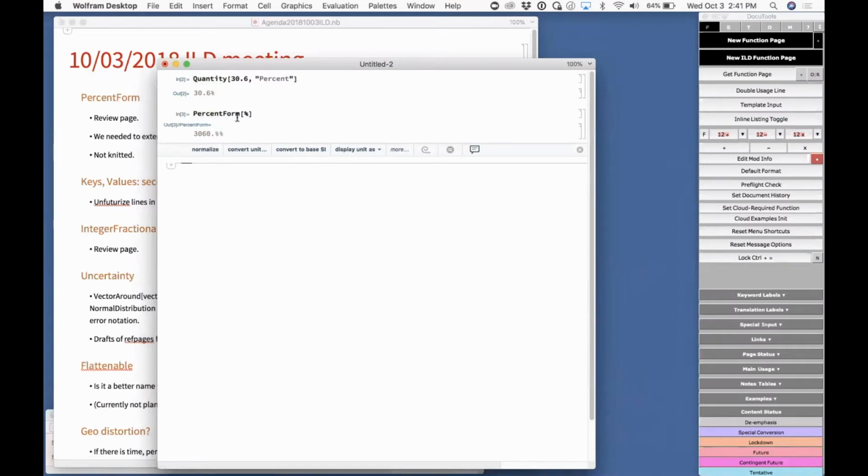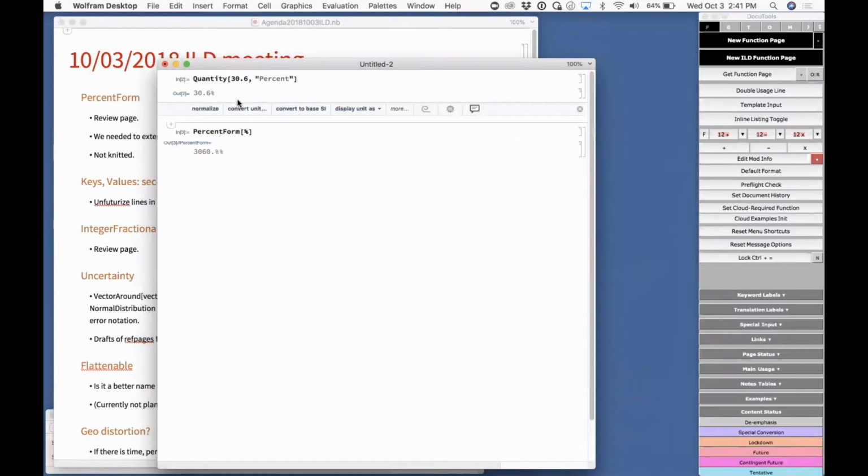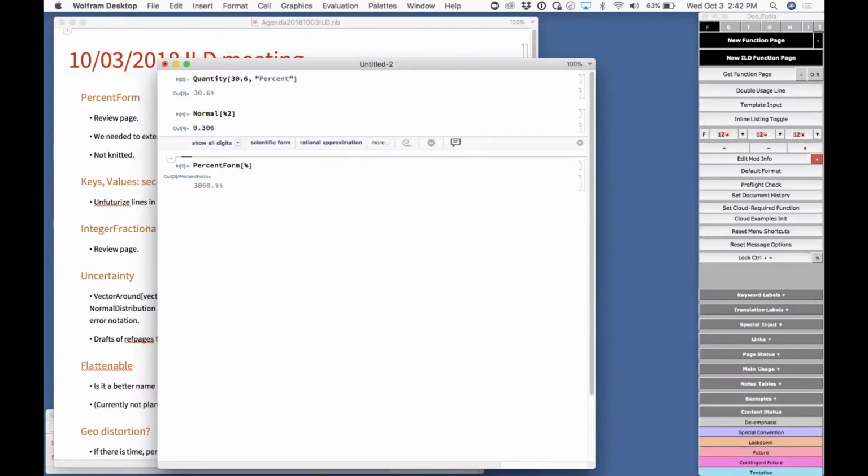But how do you get rid of this? Do you say normal of that? Yeah, normal will turn it into an integer value. So that is a bug, if I might say so, guys. Percent form really should work with percent quantities and not do the wrong thing. It should impose its formatting and then get away, so to speak.